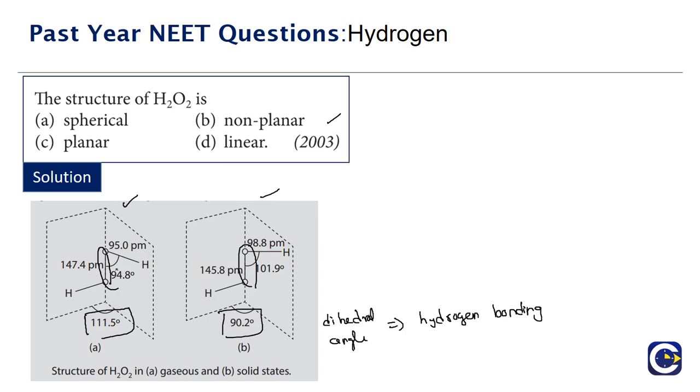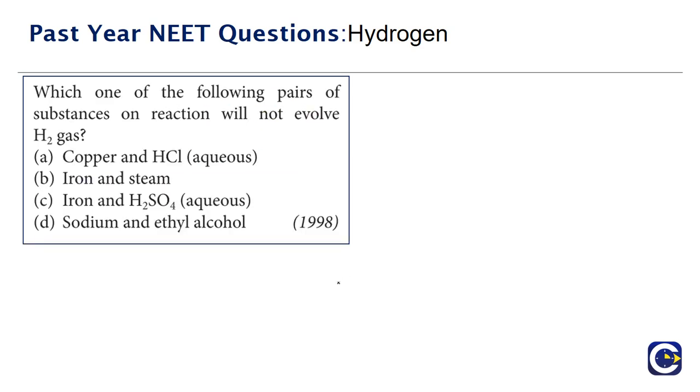Another bond angle over here is the OOH bond angle. In the gaseous state the value of this is 94.8, and in the solid state the value will be 101.9. So this is about the structure of H2O2, and of course it is a non-planar structure. So the correct option for this is option B, which is non-planar. We'll move on to the next question.